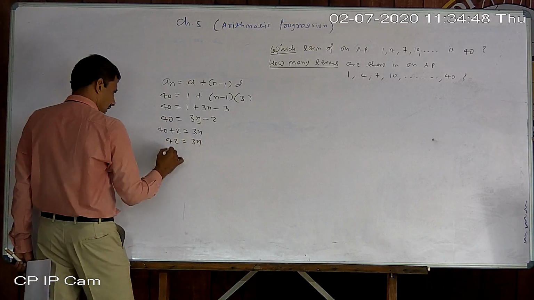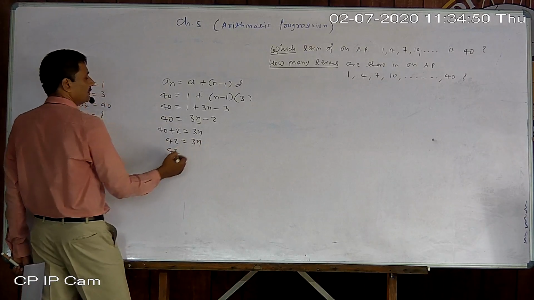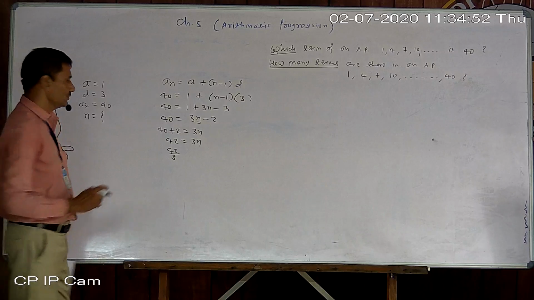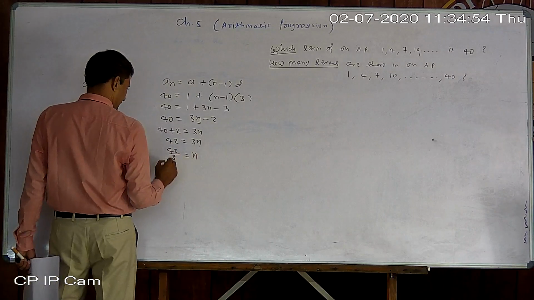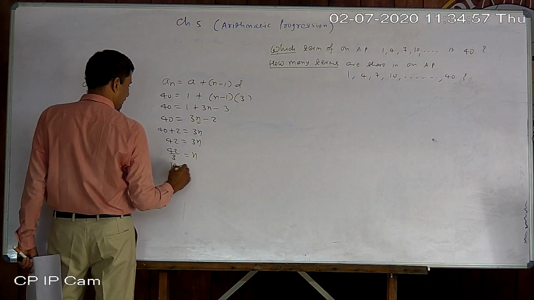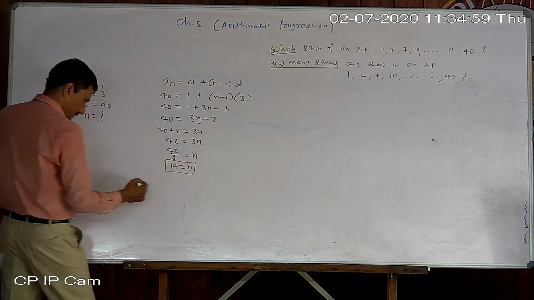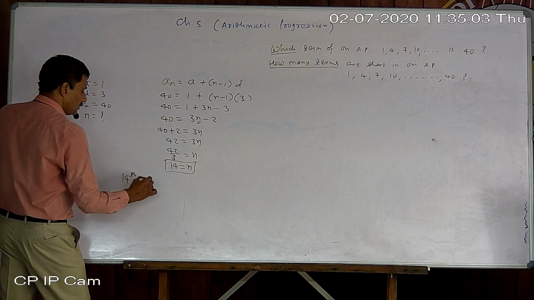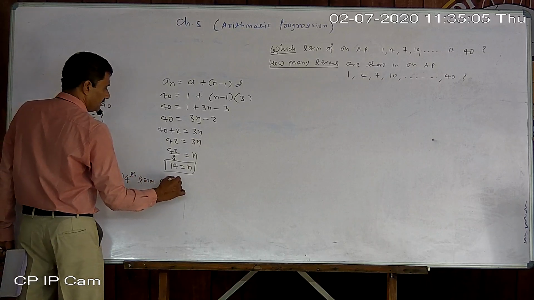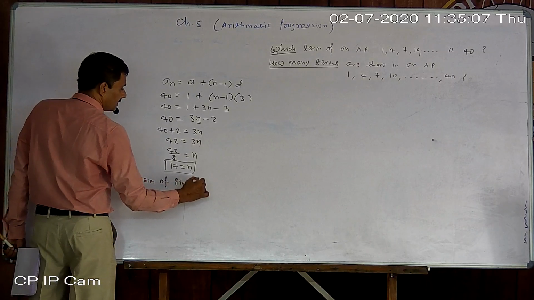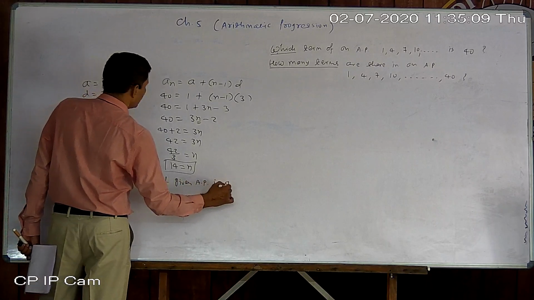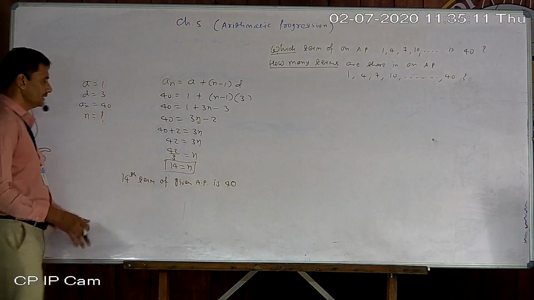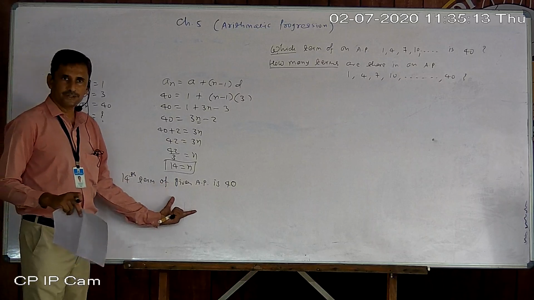Okay. So now 42 upon 3, it is the turn of the coefficient now. So it is 14. 14 3s are 42. Okay. So now you can give the answer. So the 14th term of the given AP is 40. Okay. So you understand?